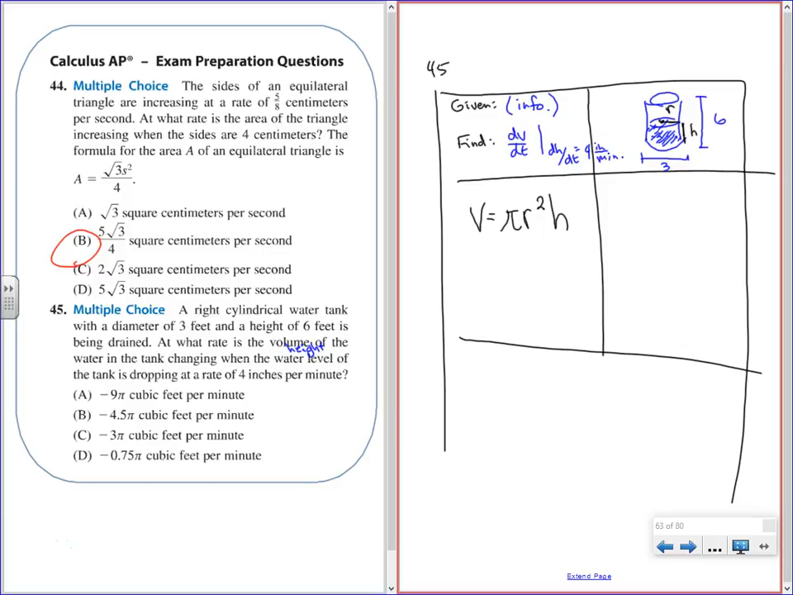This problem has the same difficulty as the hardest ones in homework. Ready? I see a V, a dV dt. Awesome, I'm going to get him. I see an H, a dH dt. I'm going to get him. But who else do I have in my formula that I have no clues about? H is fine, I have a dH dt. Oh, sorry, R. But we know it's a constant. R is a constant.